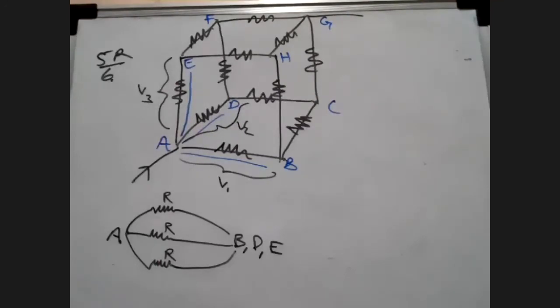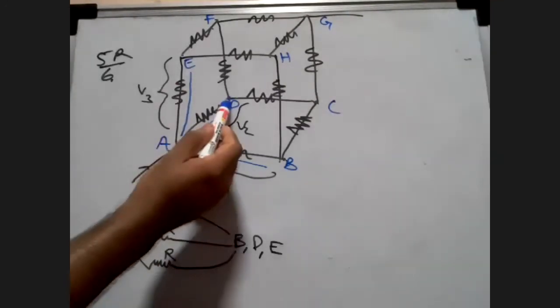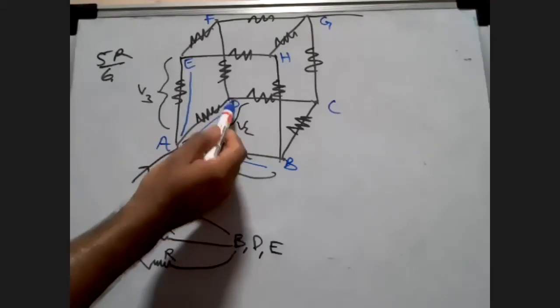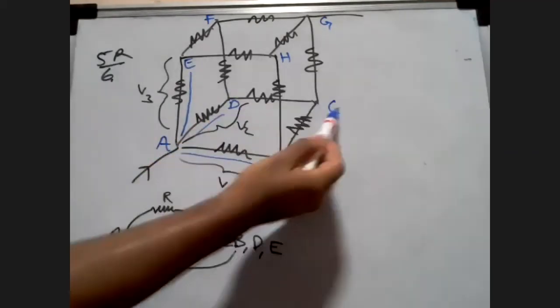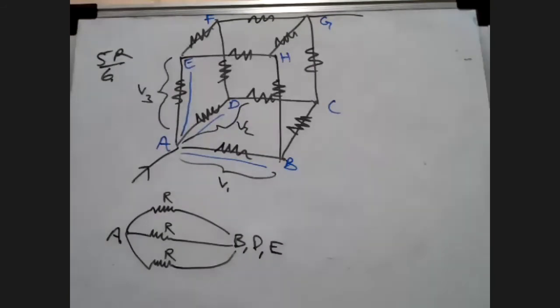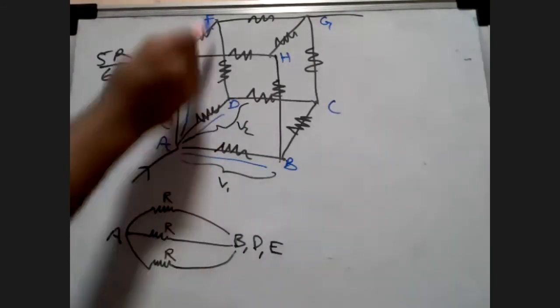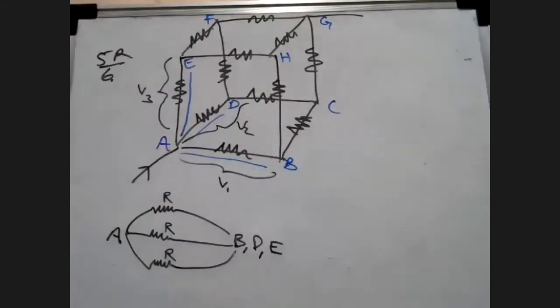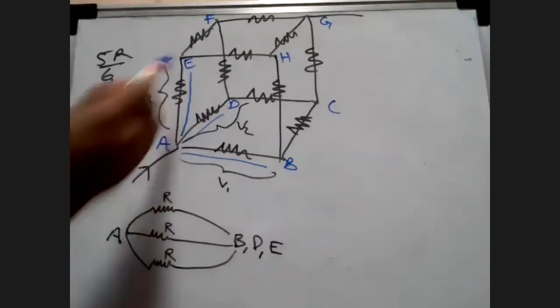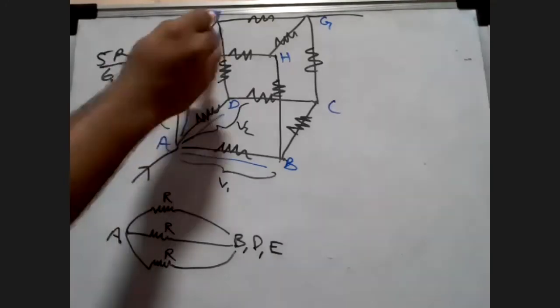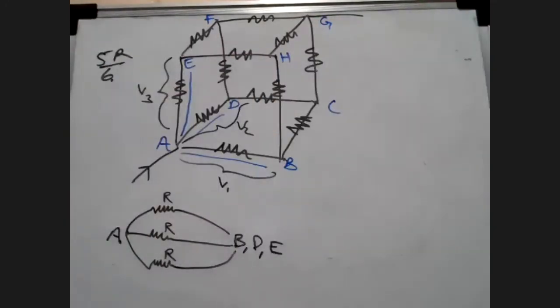Similarly, from D, I can go either to C and from C to G, or I can go from D to F and F to G. That can be my path from D. Similarly, the path from E will be what? E to F and from F to G, or E to H and H to G.